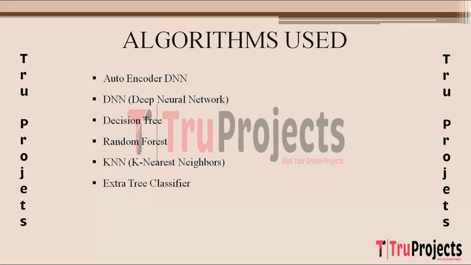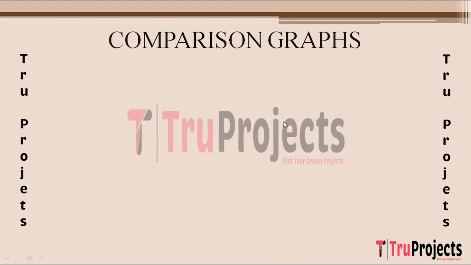And the last algorithm built is extra tree classifier. So the extra tree classifier is an extension of random forest that further randomizes the tree building process. It excels in feature selection and reduces the risk of overfitting. In this project, the extra tree classifier contributes to a diverse ensemble, enhancing the overall accuracy and robustness of the intrusion detection system. Now we'll see the comparison graphs.